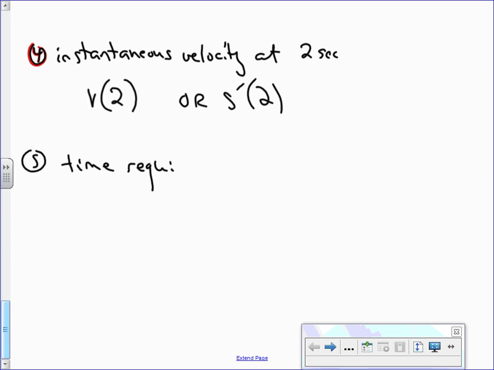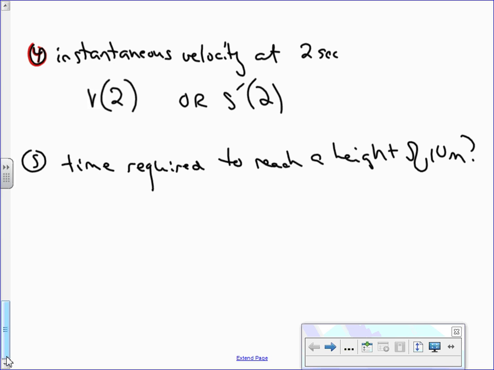What is the time required to reach a height of 10 meters? What is the time required to reach a height of 10 meters? Drop something, or I'm throwing something up in the air, something's happening. What is the time required to reach a height of 10 meters?